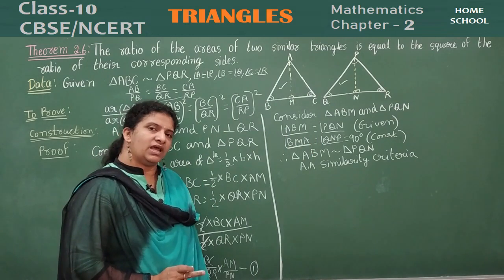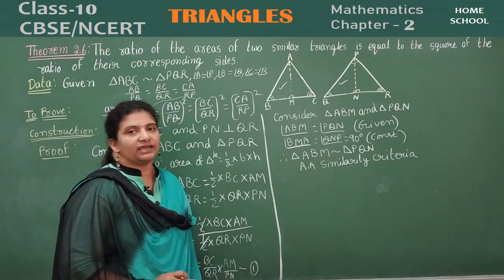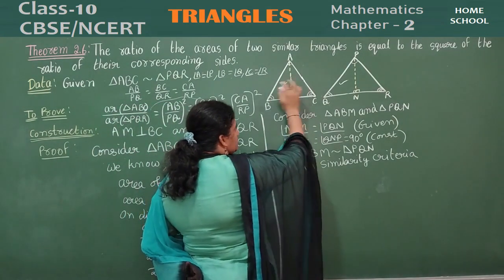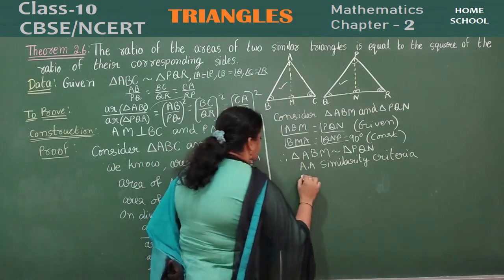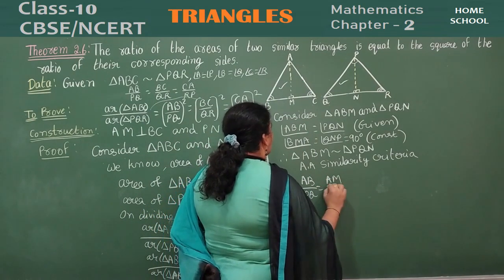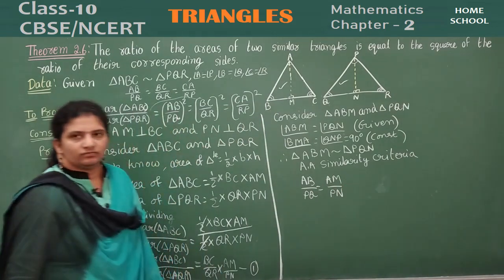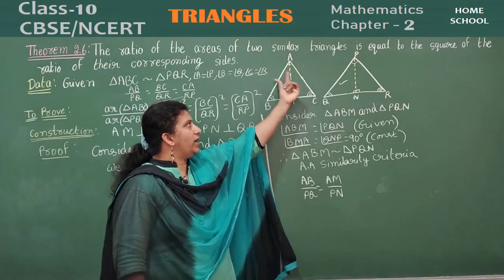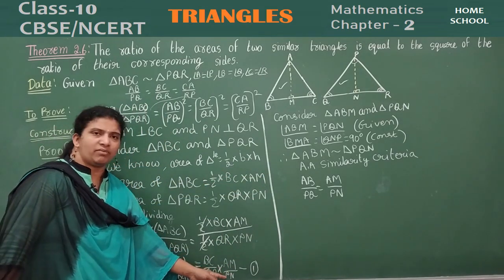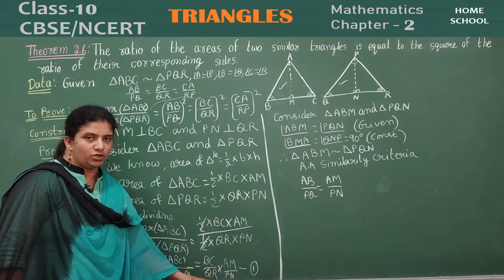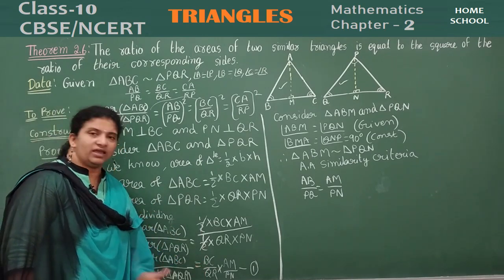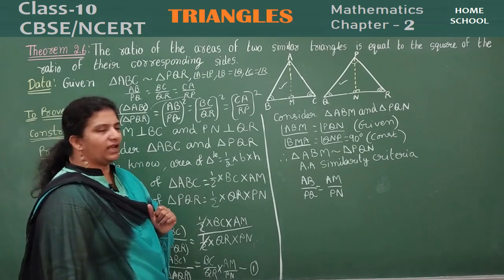If they are similar, what do you remember, children? Corresponding angles are equal and the corresponding ratios are in proportion. So let me take only these two ratios. Observe here, only these two. AB by PQ is equal to AM by PN. Have a look here. AB by PQ, AM by PN. Can you do anything with this? If you substitute AB by PQ instead of AM by PN, do you get the answer? No, no. It should be changed again. AB by PQ should be changed to BC by QR.